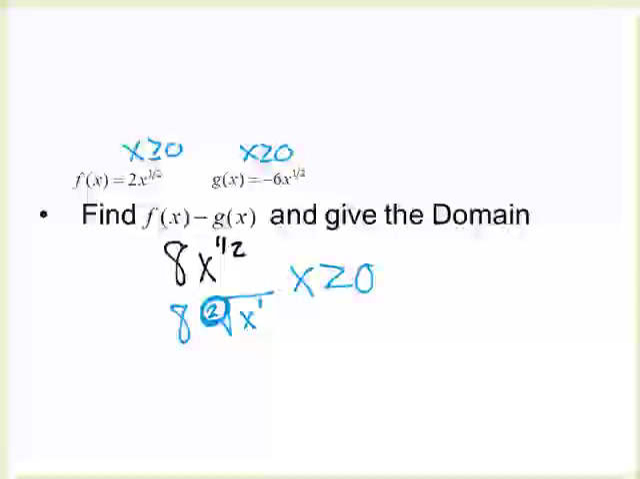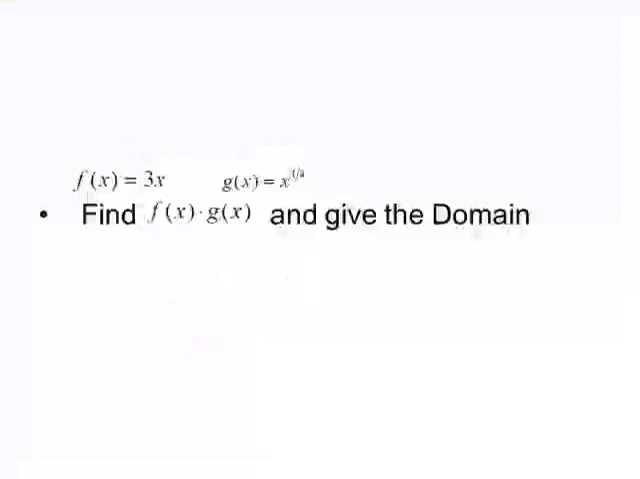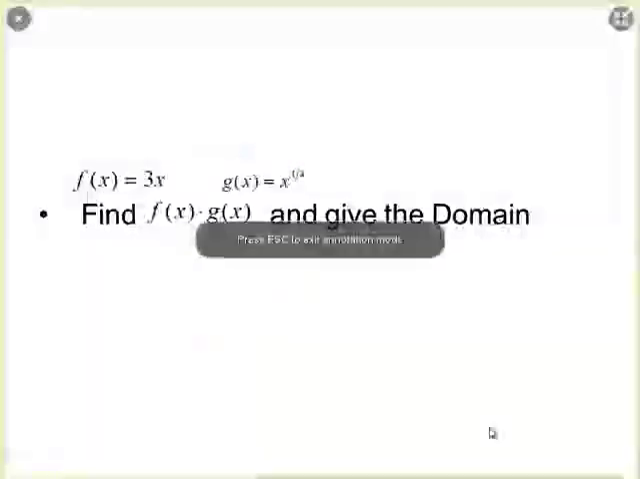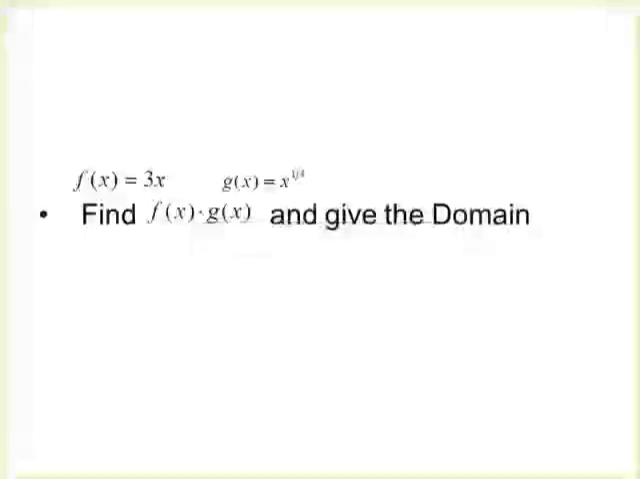Okay. Let's look at the multiplication. Here our original functions are different. So we have to consider these original domains again. 3x. Are there any even roots there? No, there's no roots at all, no powers at all. Is there any division? No, it's 3 times x. So there are no problems with this. That means that x can be anything x wants to be. I could take any number and multiply it by 3. So in terms of domain, we say that that domain is all real numbers.